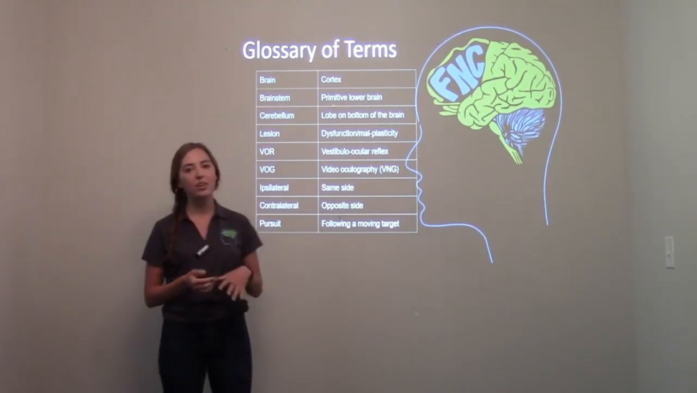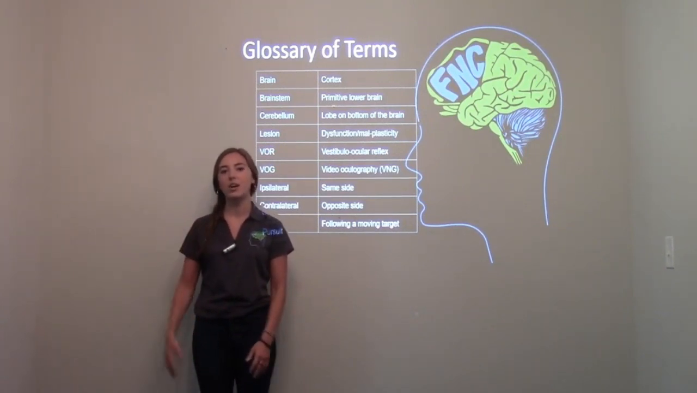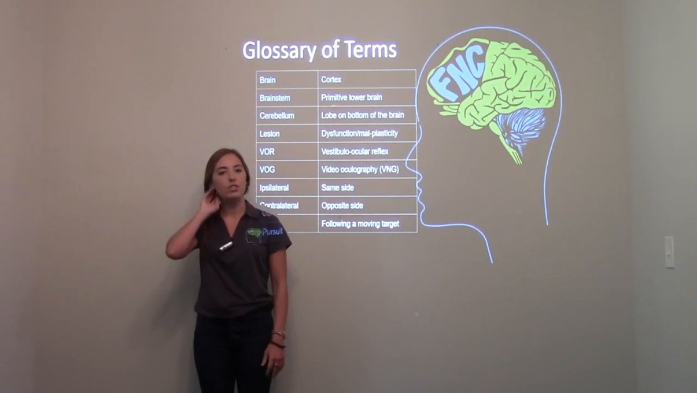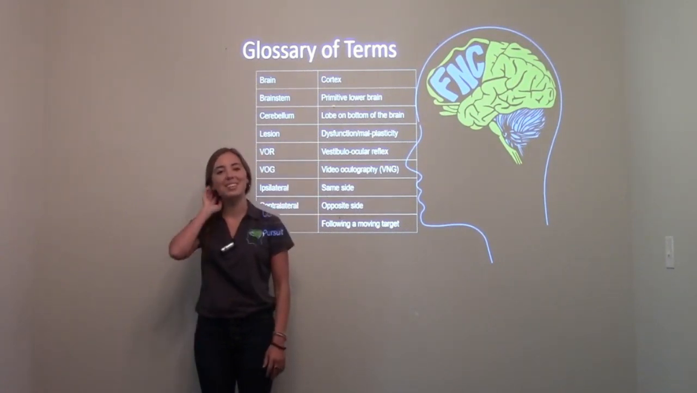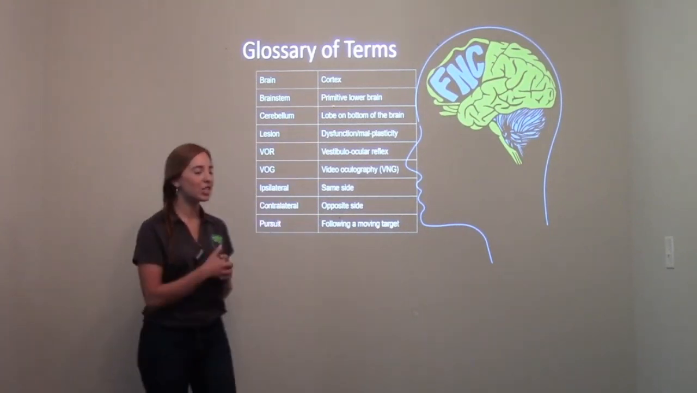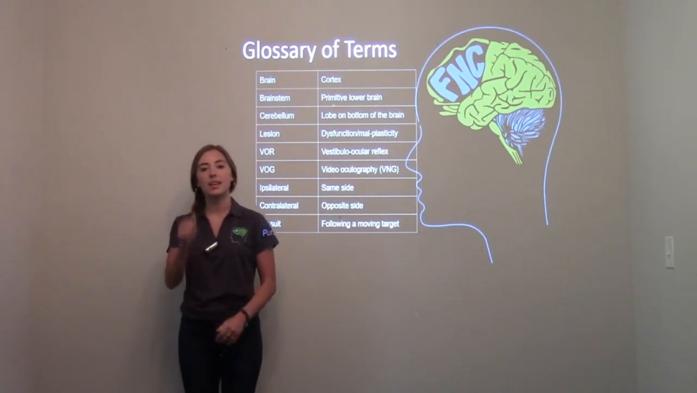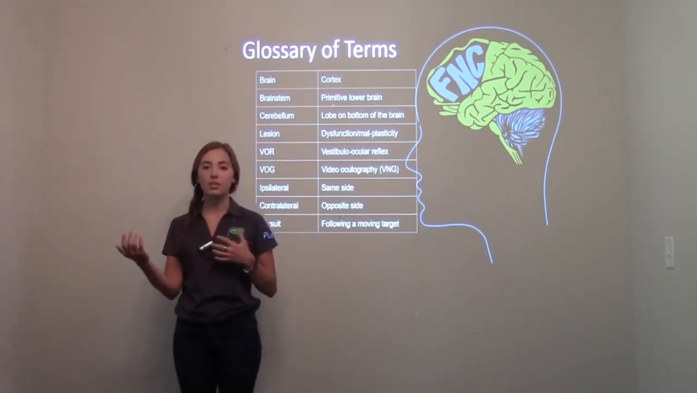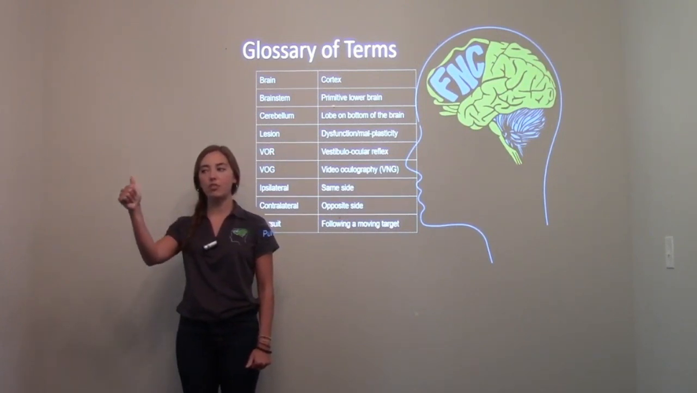Ipsilateral and contralateral. We talked about those already, but just to refresh: ipsilateral, same side. So our same side body goes to our same side ipsilateral cerebellum and contralateral cortex. So that's that pathway that we've been trying to drill home for you guys. And then pursuit is going to be an eye movement that, again, we're going to talk about next week, but just for context, it's that slow, controlled eye movement where you're just tracking a target with your eyes.